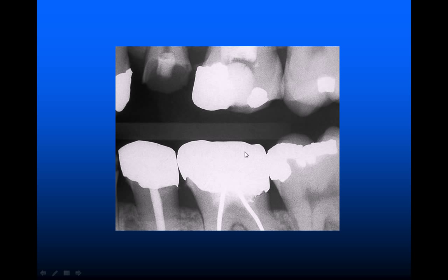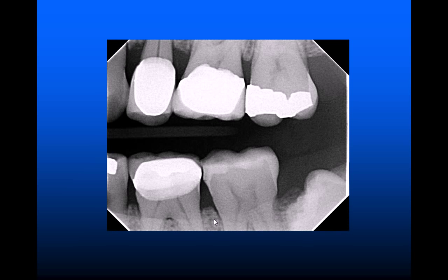We see crowns on the mandibular first molar and the mandibular second premolar, and in addition to those crowns we see root canal treatment, which is the bright white line traveling down the canal of the tooth. So x-rays are very helpful to diagnose certain conditions or existing restorations.